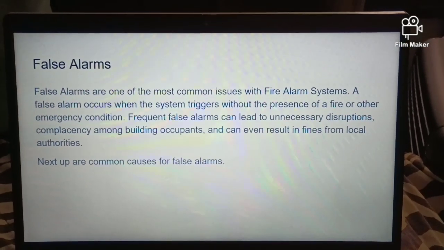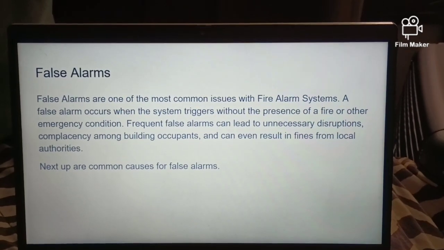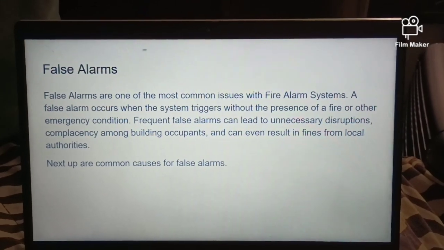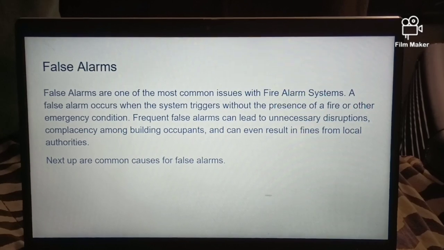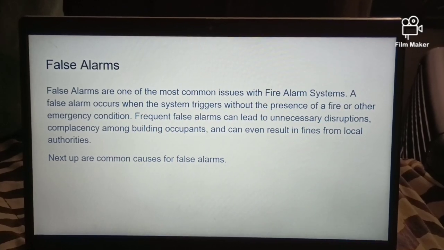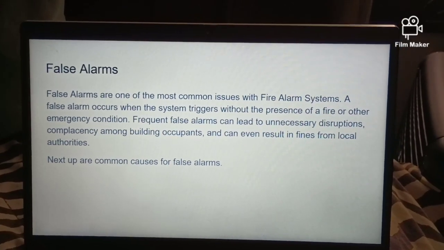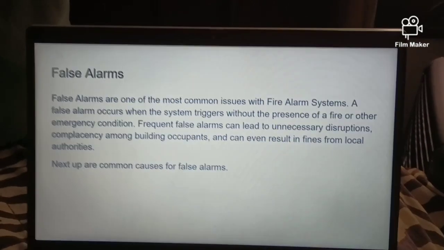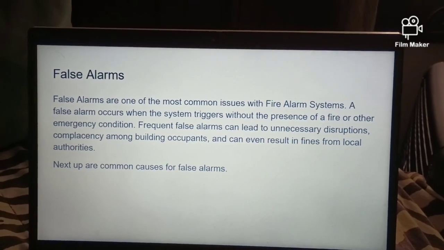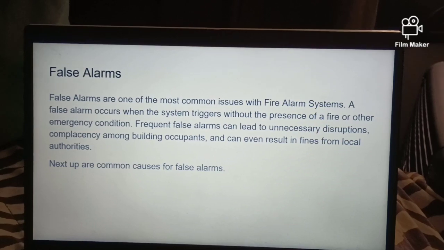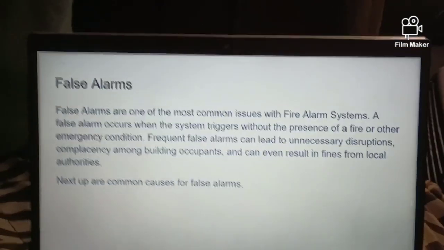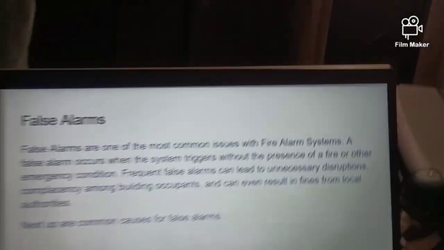False alarms. False alarms are one of the most common issues with fire alarm systems. A false alarm occurs when the system triggers without the presence of a fire or other emergency condition. Frequent false alarms can lead to unnecessary disruptions, complacency among building occupants, and can even result in fines from local authorities. Next up are common causes of false alarms.